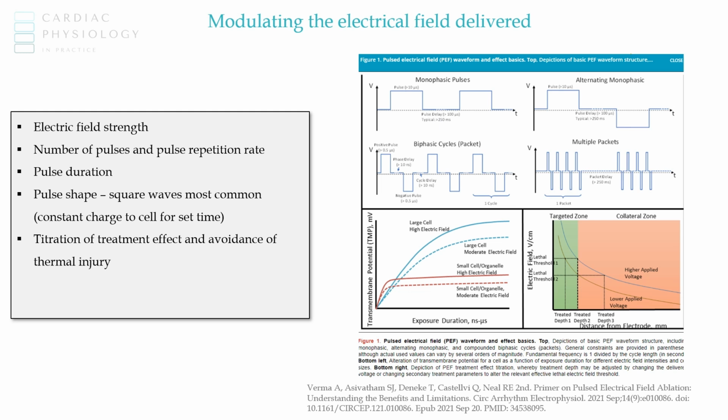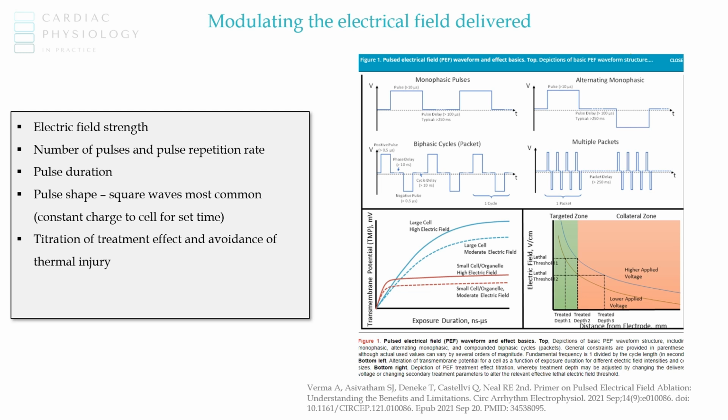So typical pulse field ablation systems use a DC power supply to charge a capacitor, which is then able to discharge high voltage between two or more electrodes, creating an electrical field. The electrical field strength can be modulated by increasing the voltage, as can the number of pulses and pulse repetition rate, as well as pulse duration. All are modulated by the generator itself.